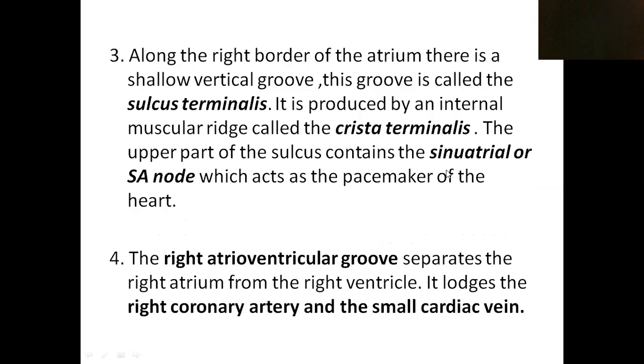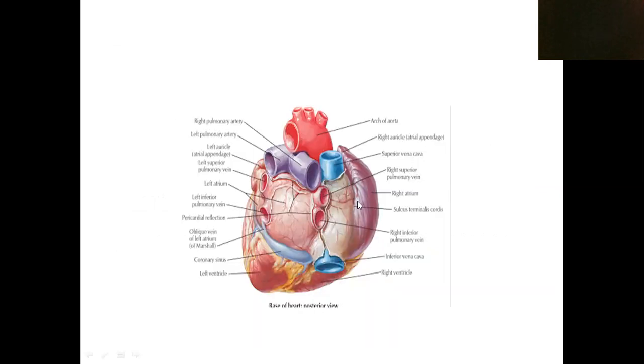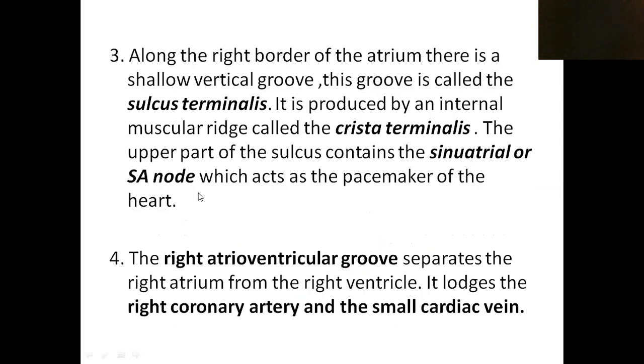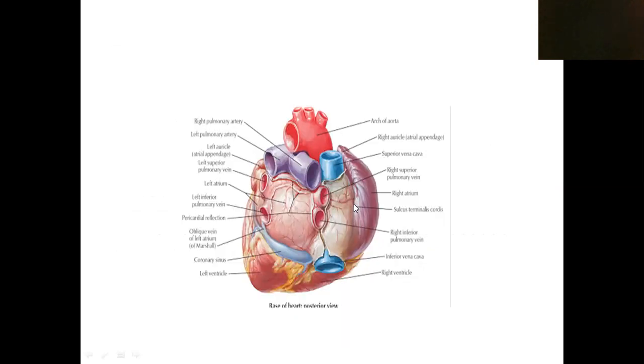Now another point, the SA node. In the upper part of this sulcus terminalis we can see the SA node. So first, this groove is known as the sulcus terminalis. Second, internal to the groove, we can see a muscular ridge. That ridge is known as the crista terminalis. And here in this groove, we can see the SA node.